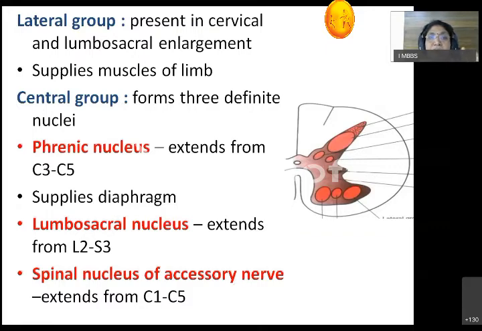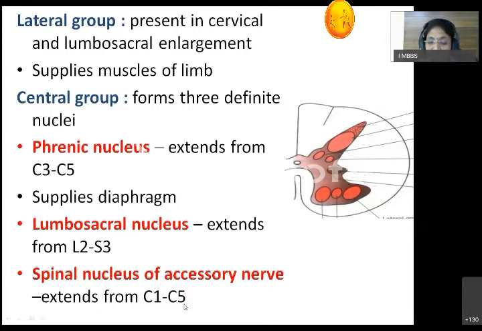As you know, the accessory nerve, the 11th cranial nerve, has two roots. One is the cranial root, another is the spinal root. This spinal root is formed by the spinal nucleus, which extends from C1 to C5 segments of the spinal cord.